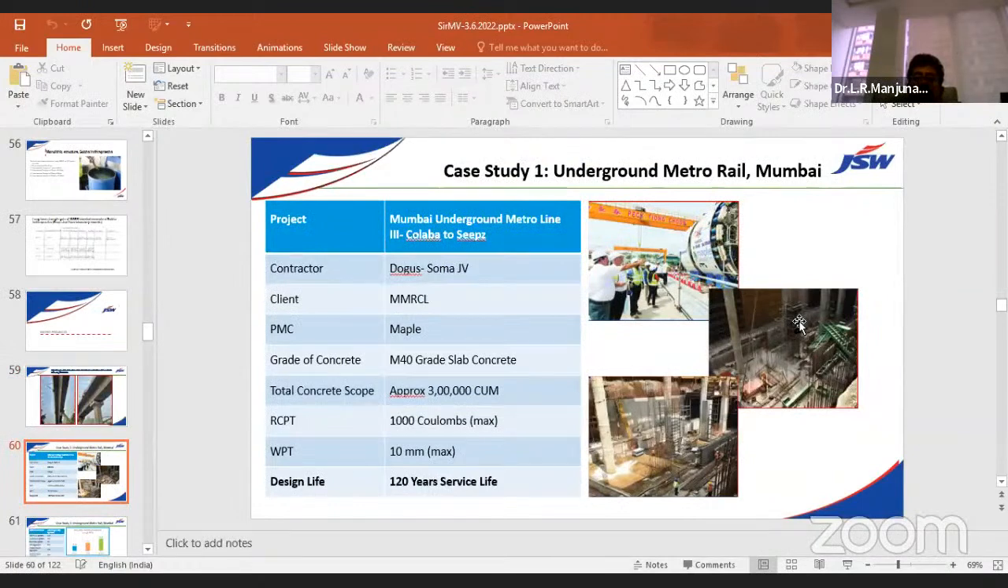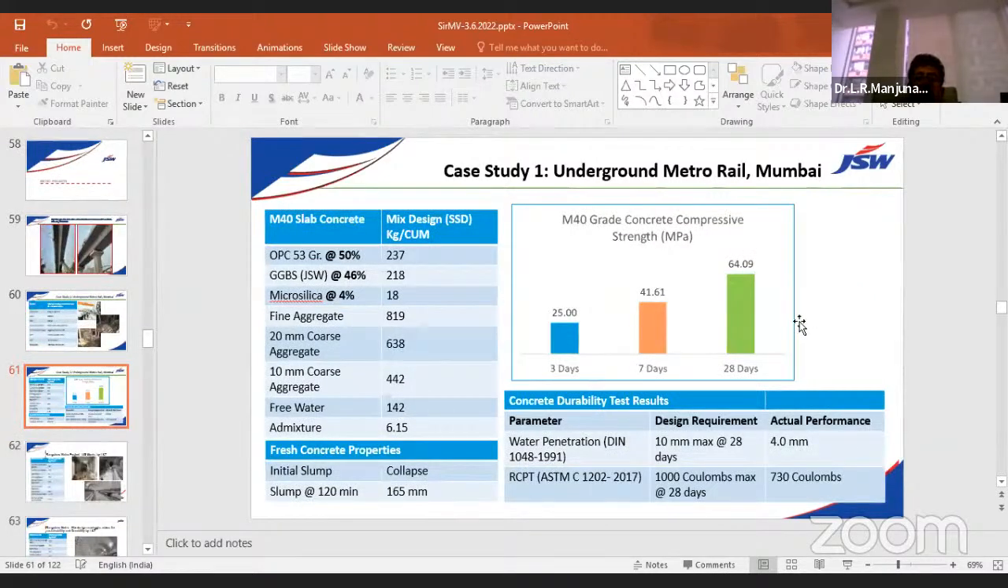The Pune underground metro in Mumbai, M40 grade concrete using GGBS. Here, the OPC content is 237 kg. The GGBS content is 218 kg, along with microsilica. This is an M40 grade concrete. They have used it.